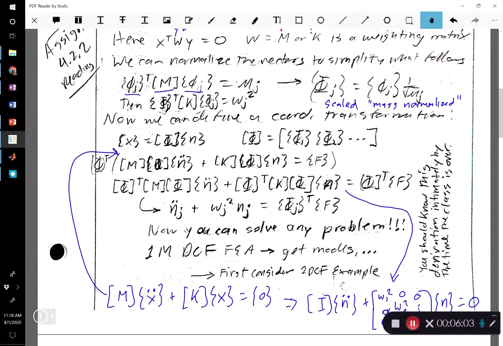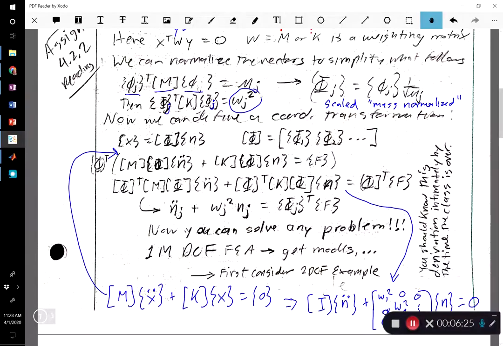If we do that, one nice thing that happens is that if we take the jth eigenvector and transpose K times the jth eigenvector again, so it's the same one both times, then what we get is the corresponding jth natural frequency.